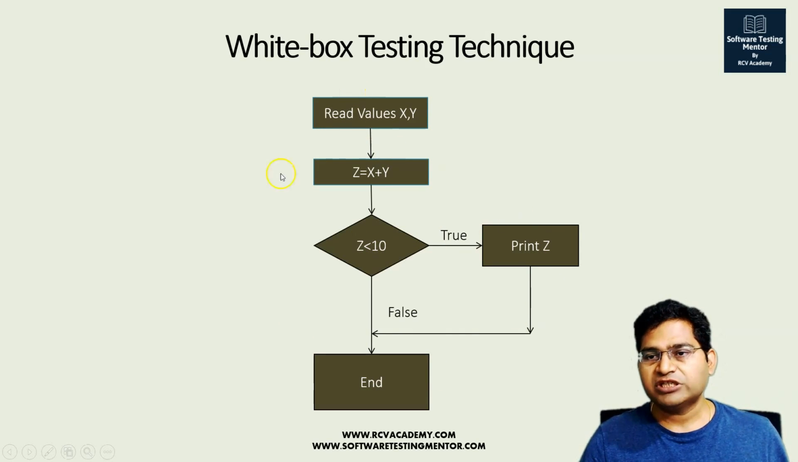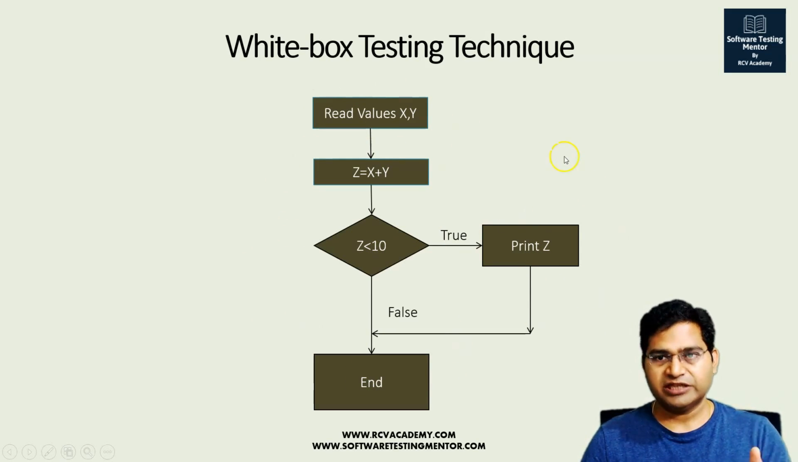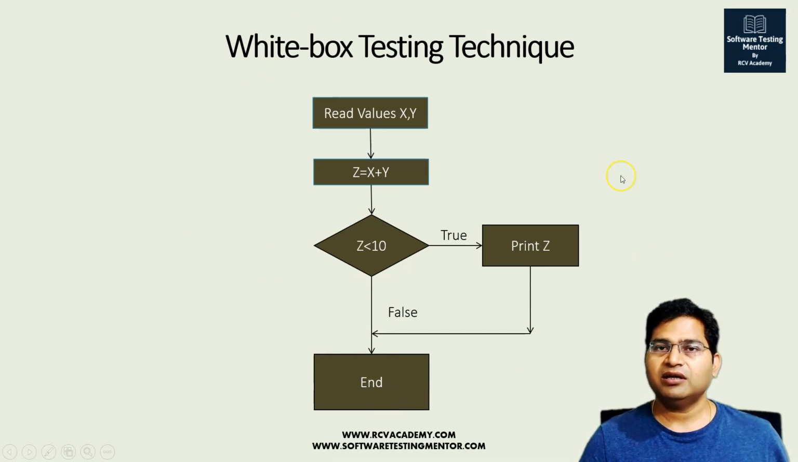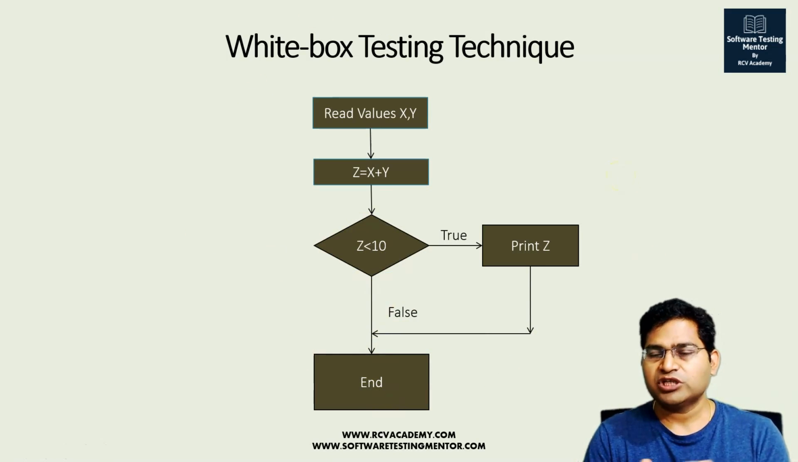So some logic has been written, which is depicted by this flowchart. Read two values, and if the Z value, or the sum, is less than 10, then it says okay, less than 10. If Z is less than 10 and it is true, go ahead and print Z, whatever the value is, and then end. If it is not less than 10, then it directly ends. So it's just a very simple flowchart to depict that.